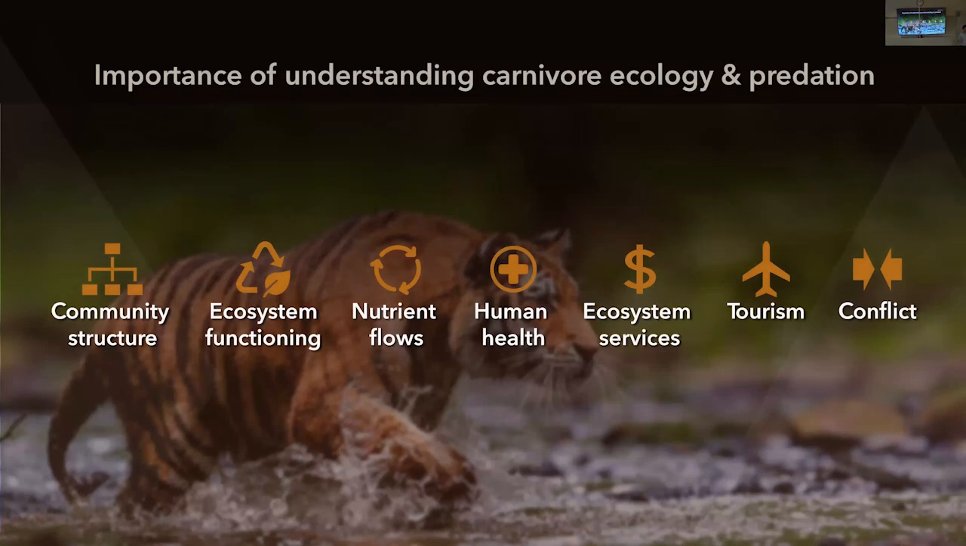So I think it almost goes without saying that understanding carnivore ecology, particularly large carnivores or apex predators and predation, is important for understanding how ecosystems function and work because of their impact on community structure, but also they impact humans in multiple ways as well.